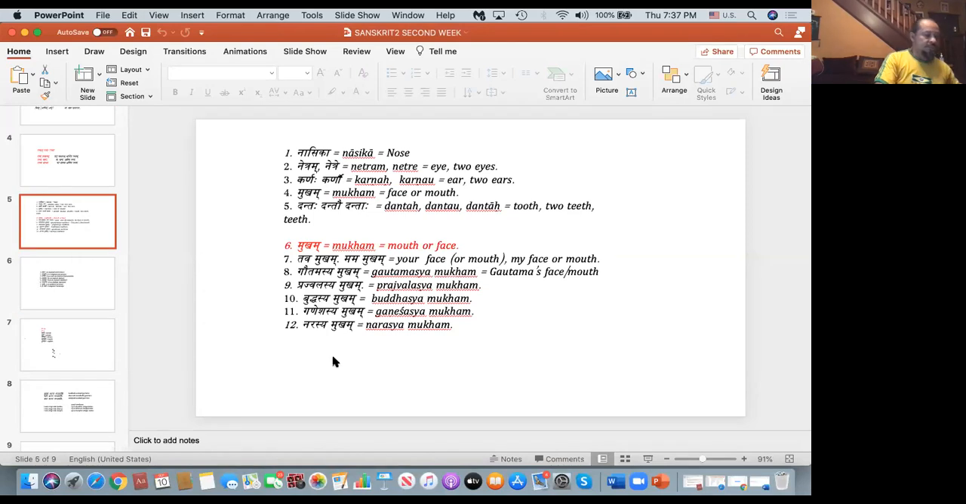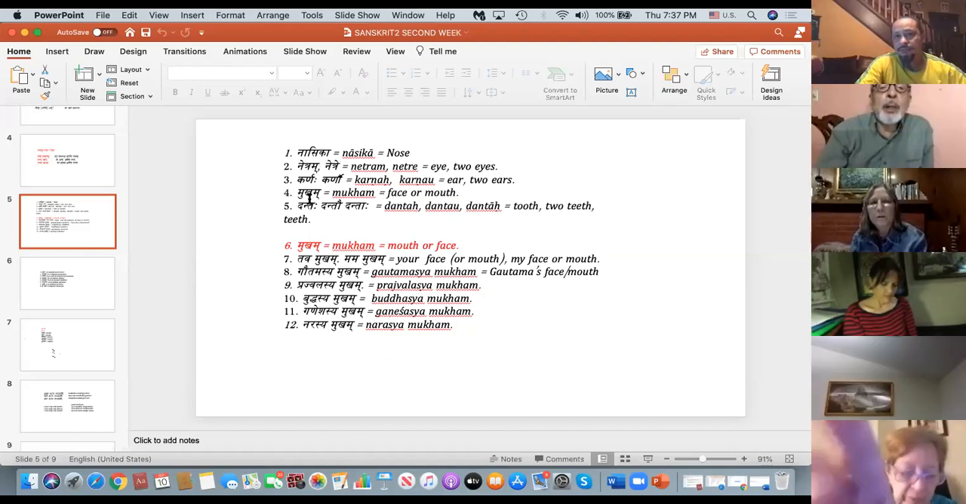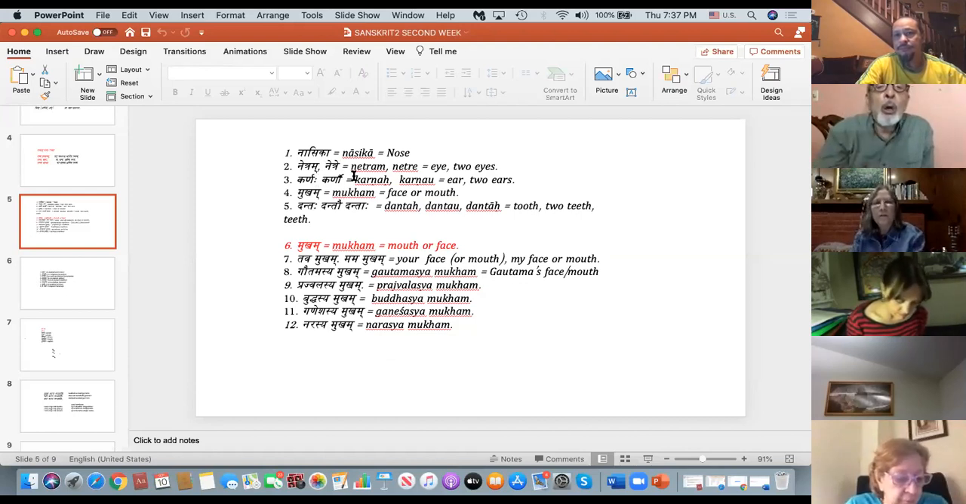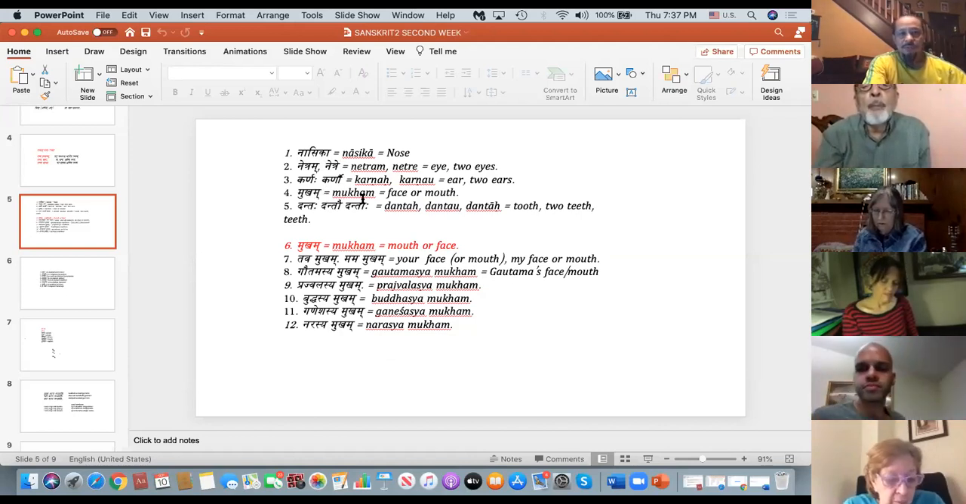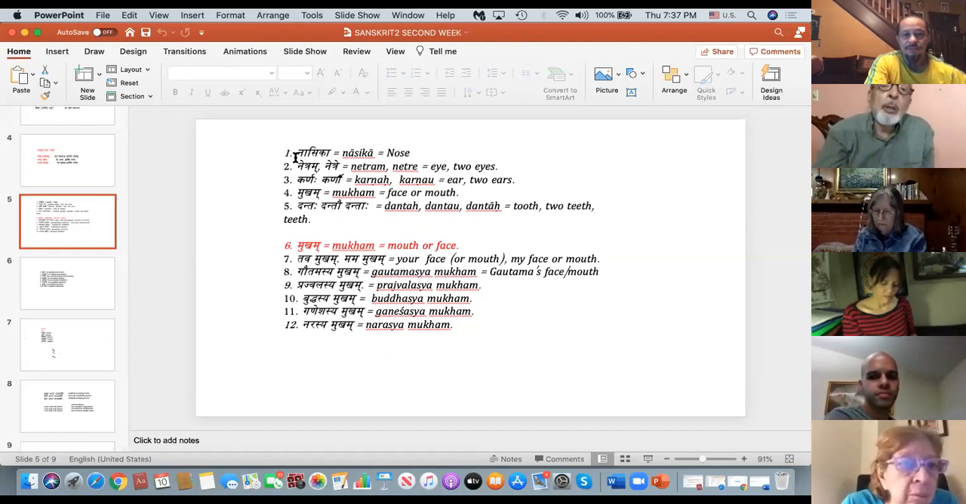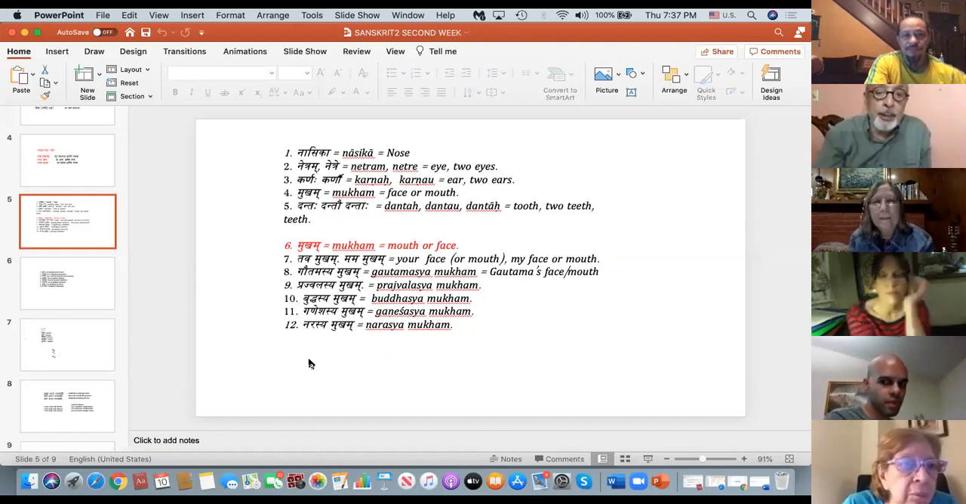I think we finish up to this page, right? Nashika, Netram, Netre, Karna, Karno. Netram, one eye; Netre, two eyes, right? Karna, one ear; Karno, two ears. Mukham, face or mouth, right? Do you have any question on this page?